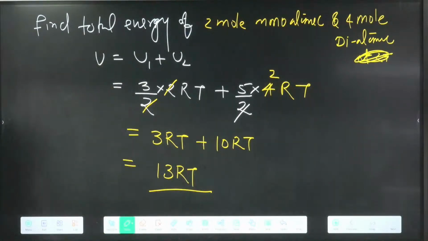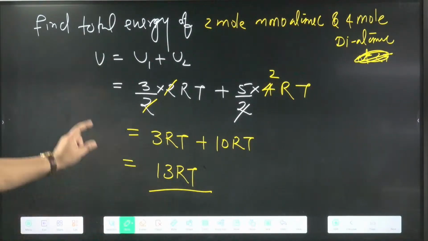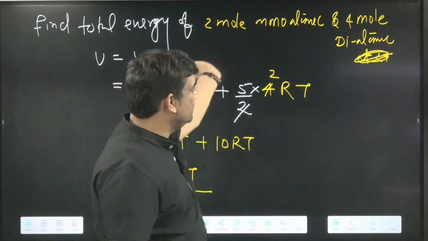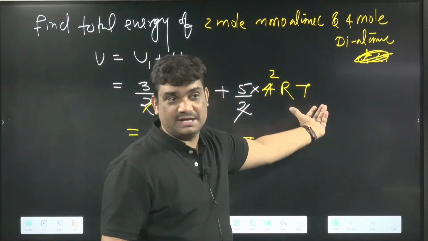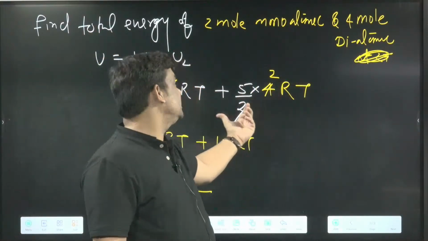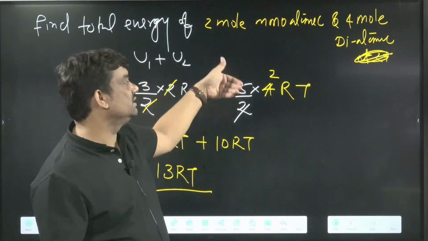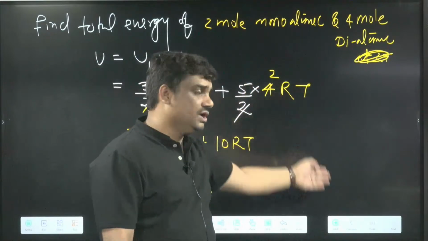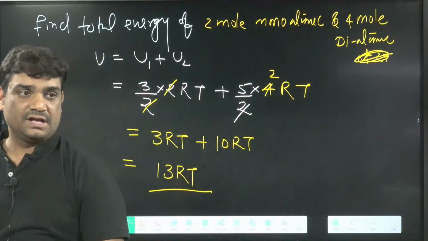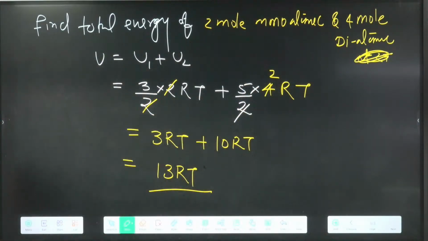Means we have to write for the mono as well as for the di, both. So for the mono we say 3 by 2 and moles 2, RT, and for the di we say degree of freedom 5 by 2, 4 RT. Can we write the next question? Next one.